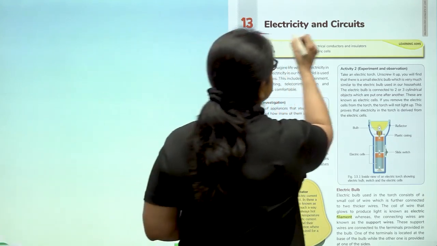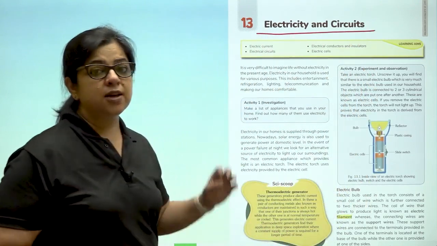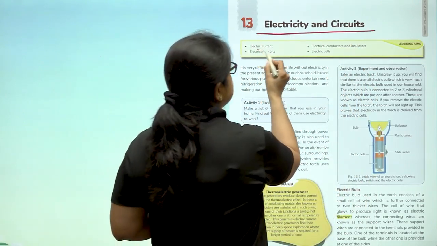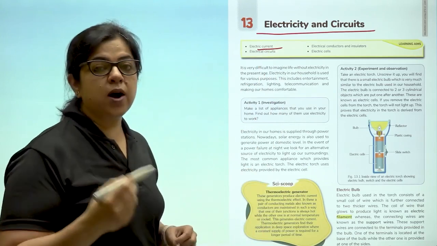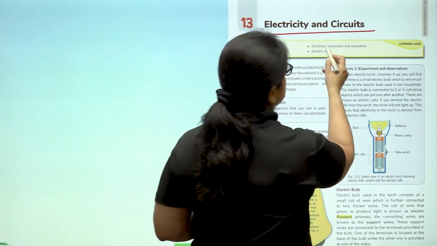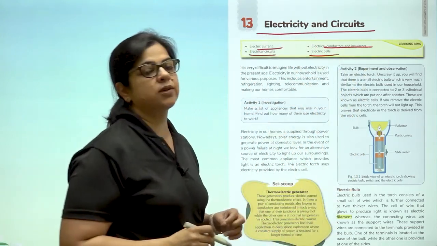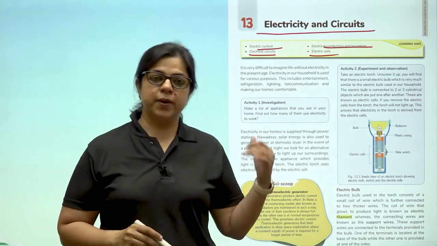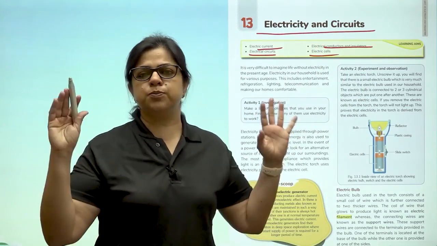Chapter number 13, Electricity and Circuits. So here we are going to use electric current to understand what is an electric circuit, what are conductors, insulators, and what are electric cells.